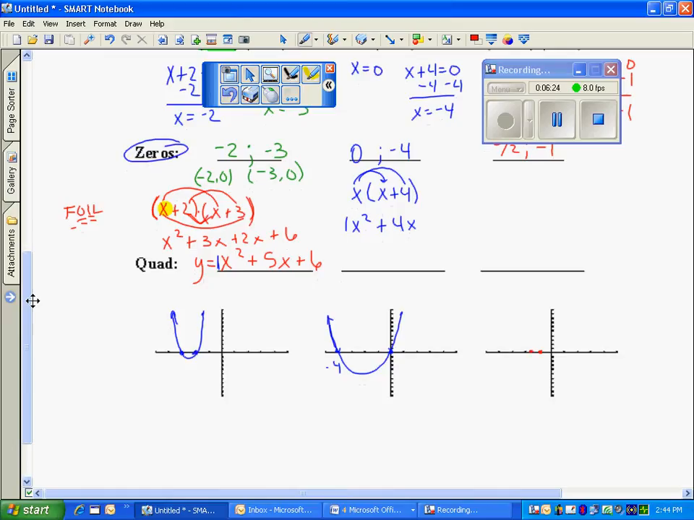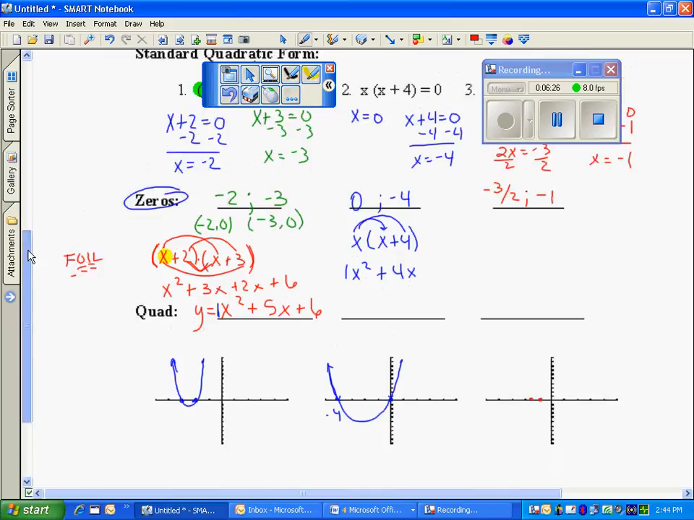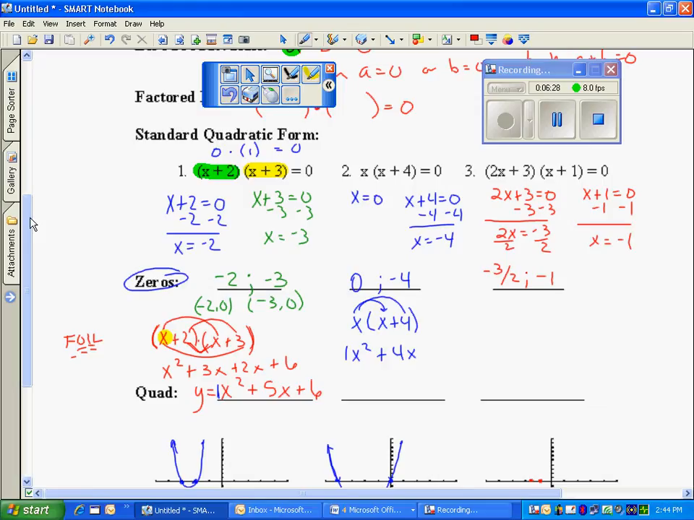Finding my original quadratic by taking 2x plus 3 and x plus 1 and doing that FOIL procedure, or if you want to think of it as the distributive property, distribute, I get 2x squared. Distribute to the next one, I just get 2x. Inside is 3x. Last is 3. Combining, 2x squared plus 5x plus 3 is my quadratic in standard form.